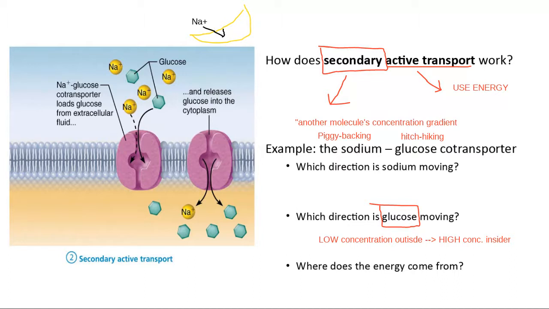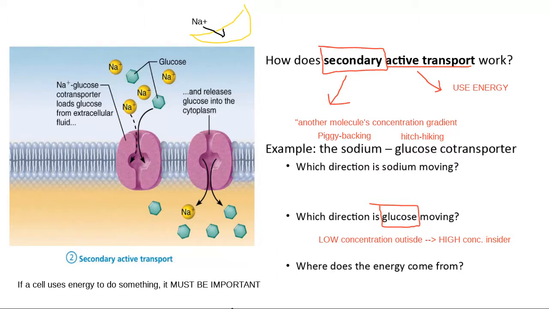Remember this big picture idea that we talked about before. If a cell uses energy to do something, it must be important. In the case of the sodium glucose cotransporter, this is how I get glucose into the cell. This is how my cell gets the food that it wants, how it feeds itself, is by using the energy of moving sodium back inside the cell.